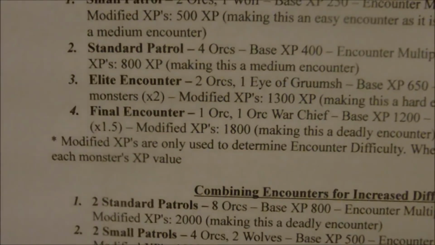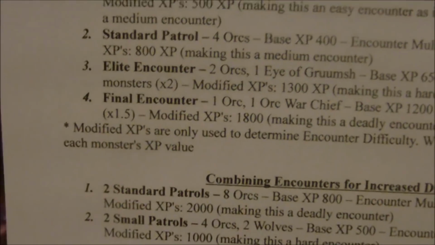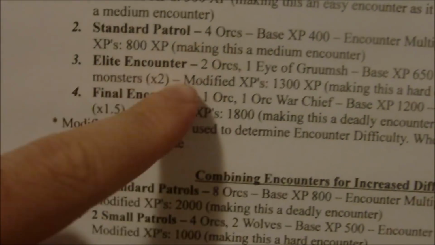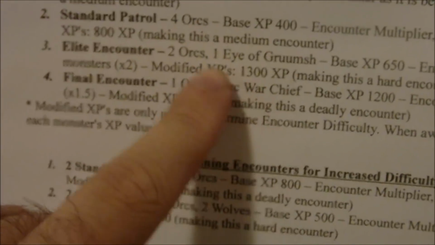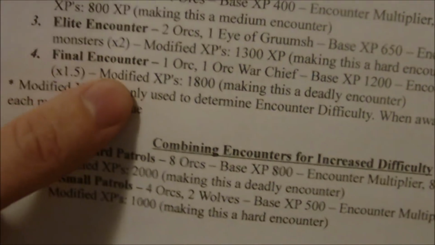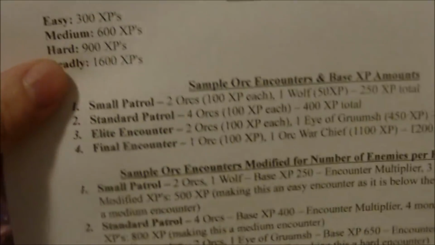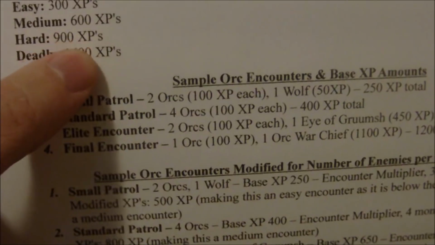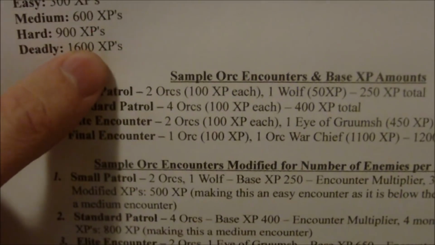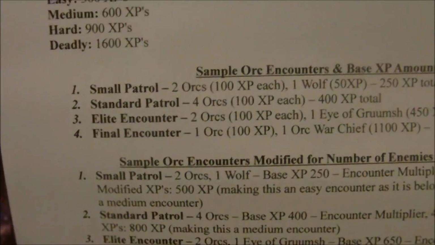You know, there are times where you may go over and there are times where you may go under, but the 3 to 6 is the most common. So that gives us a modified experience total of 1300, which makes it a hard encounter because it is over 900 for the modified experience points, but it is less than 1600.